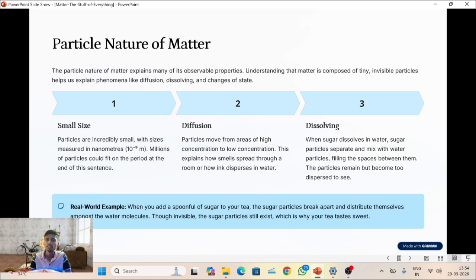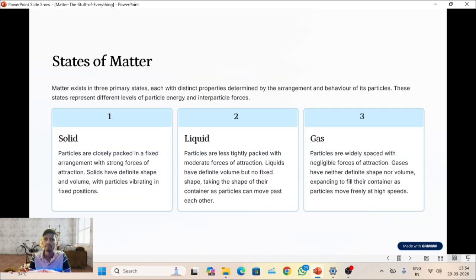Now we will move further to the next point, that is states of matter. There are primarily three states of matter, that are solid, liquid, and gas, each with distinct properties determined by arrangement and the behavior of its particles. These states represent different levels of particle energy and interparticle forces. The first state is solid.